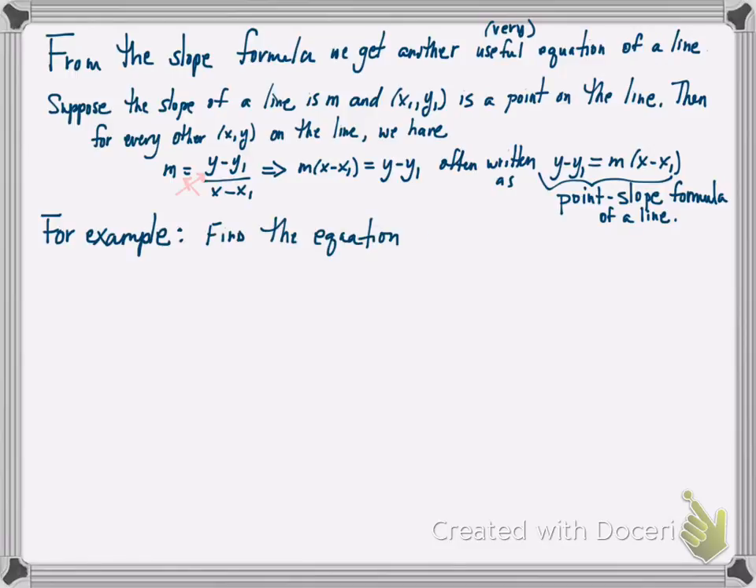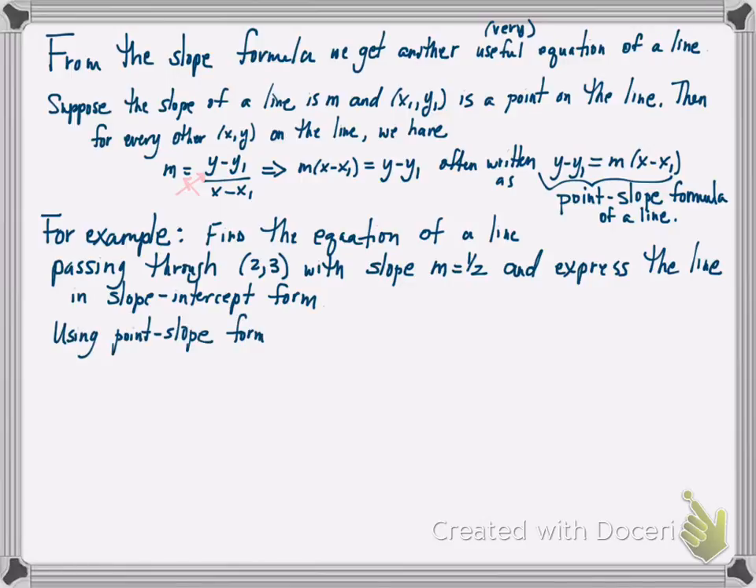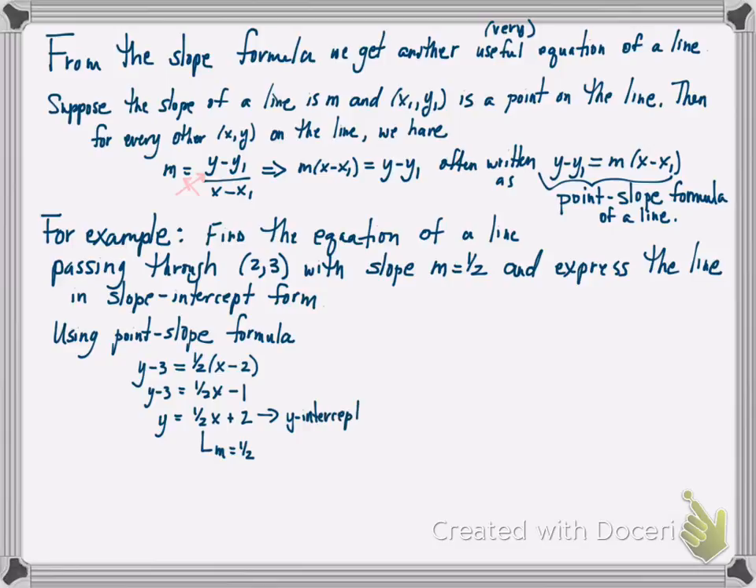All right, so find the equation, and we're going to write this in slope-intercept form, of a line passing through the point 2, 3 with slope equal to 1/2. So we start with our point slope formula, and we plug in the point 2, 3 for x1, y1. So y minus 3 equals my slope times x minus 2. We perform our algebra, isolate our y, and it's in slope-intercept form, and now we can easily see that our slope is 1/2 and our y-intercept is 2. Fabulous.